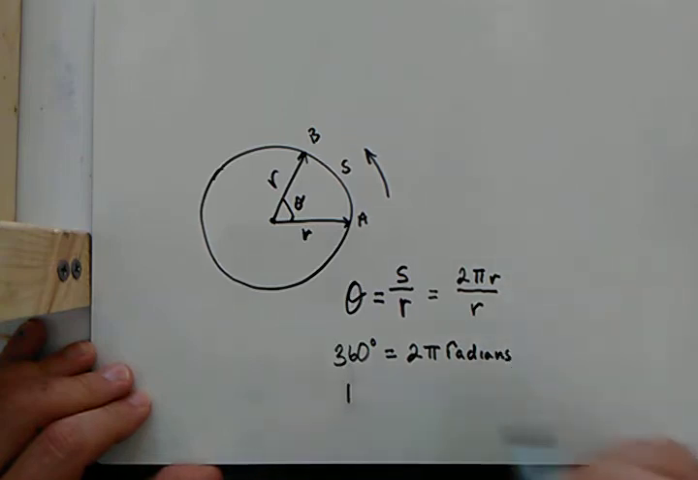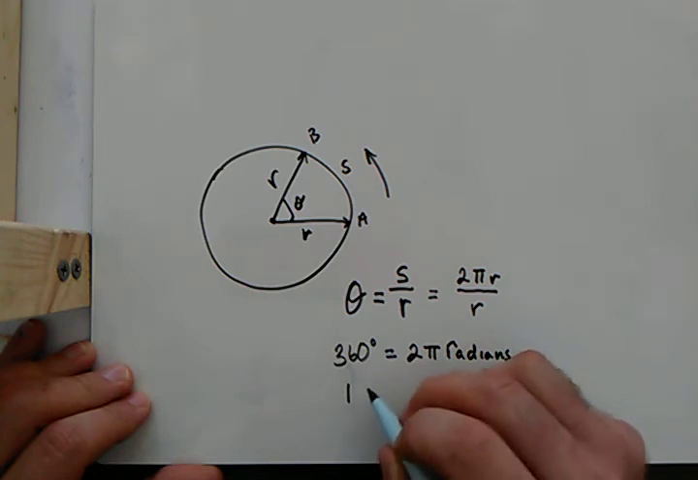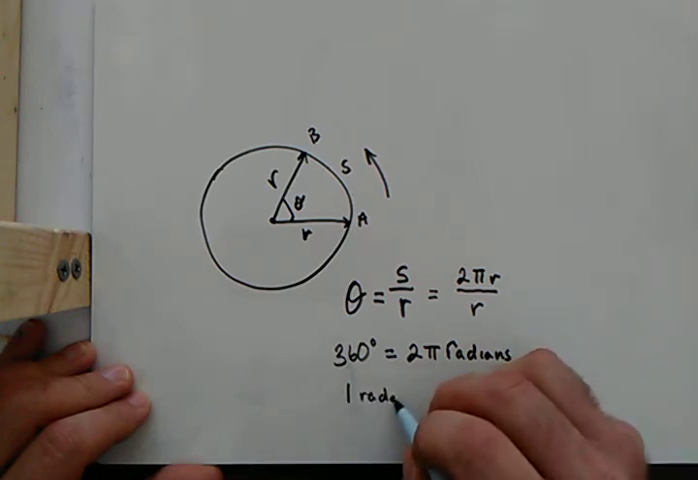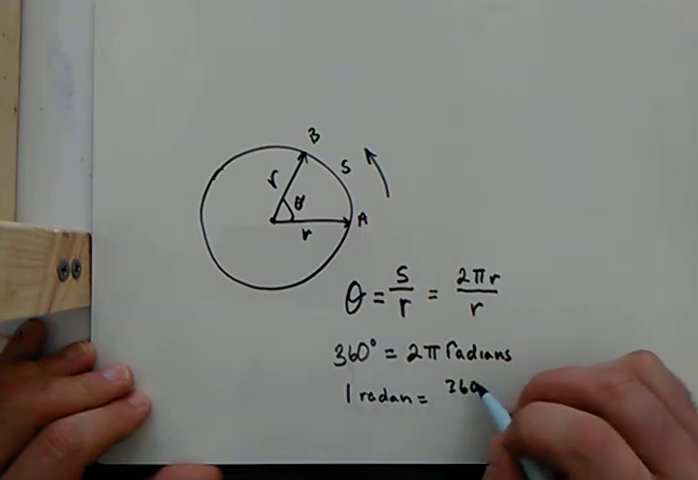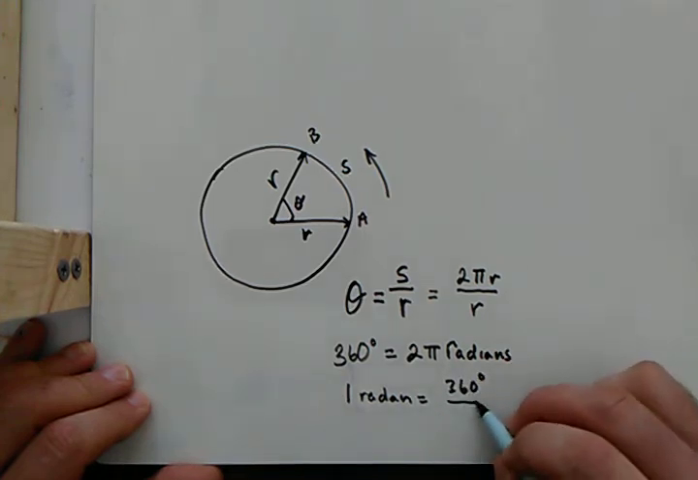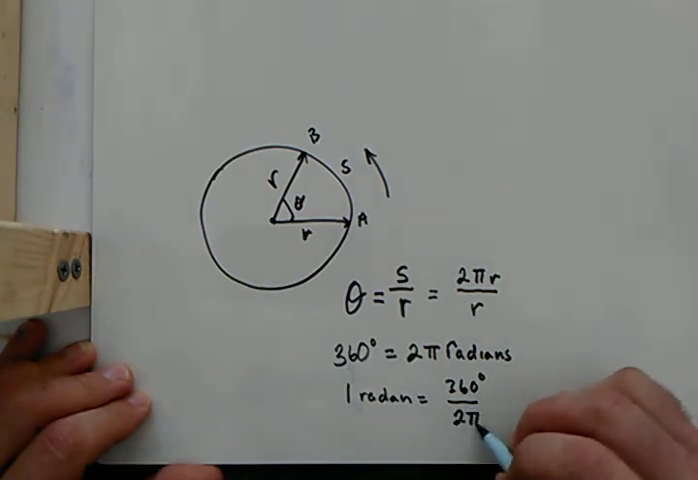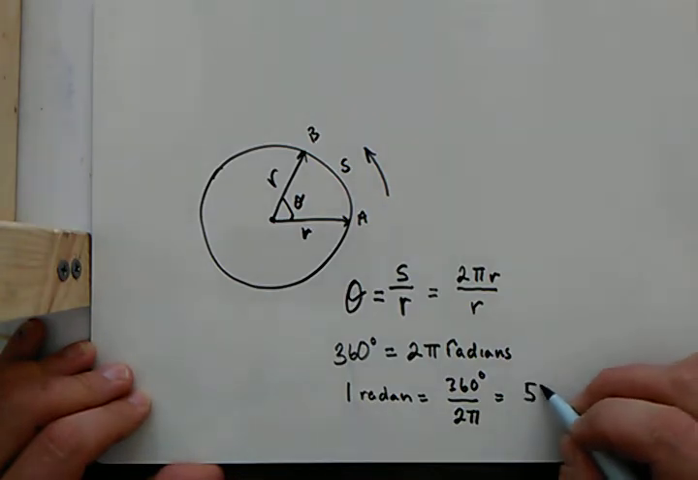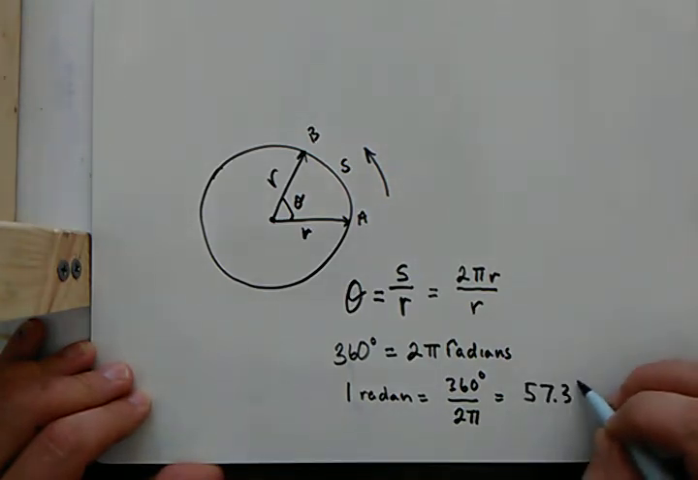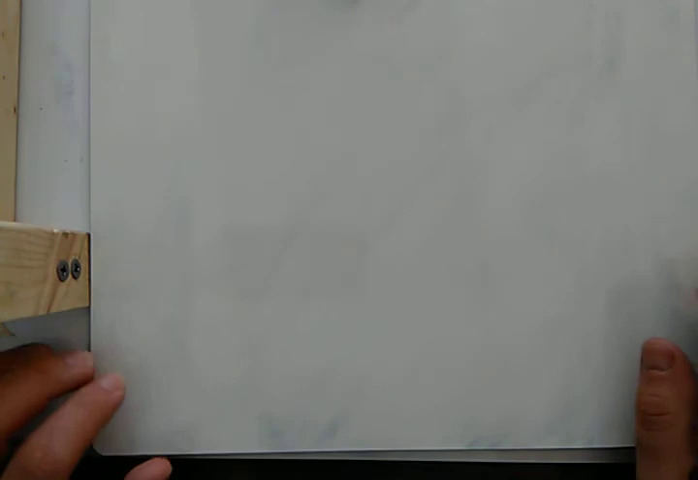So I'm just going to give you guys the simple derivation here. 1 radian is equal to 360 degrees divided by 2 pi, which ends up being 1 radian is about 57.3 degrees. Just to give you the idea of the size of a radian. Okay, let's put this into practice.